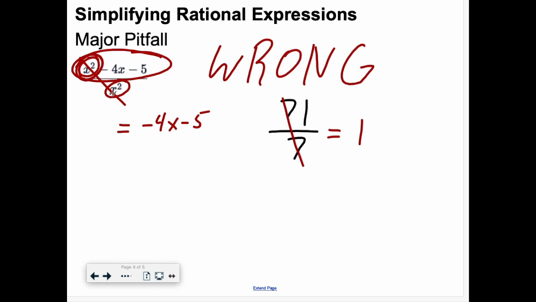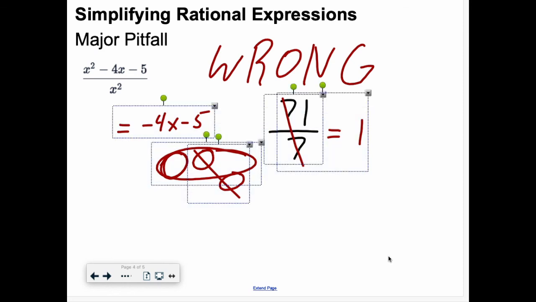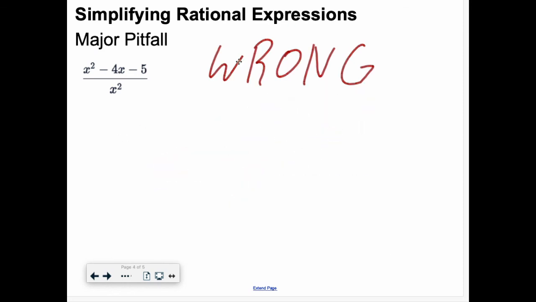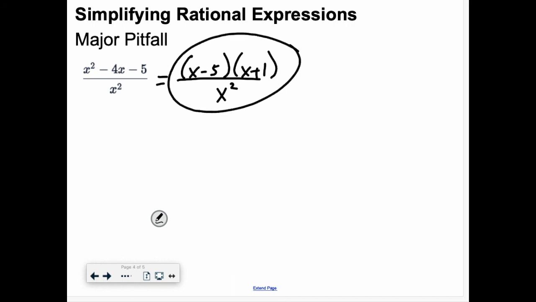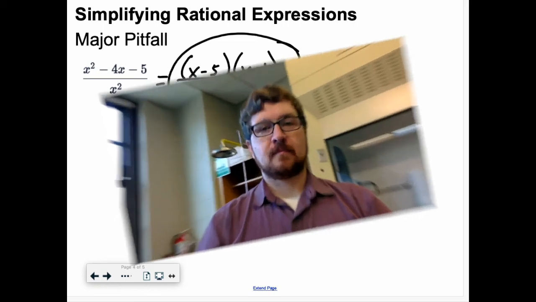As unsatisfying as it may seem, this example up here is already as simplified as it can be. I can't do anything here. Because if I factor out, I'm going to get x minus 5, x plus 1, and I can't factor the denominator. And there are no factors up here to cancel. That is its most simplified form.